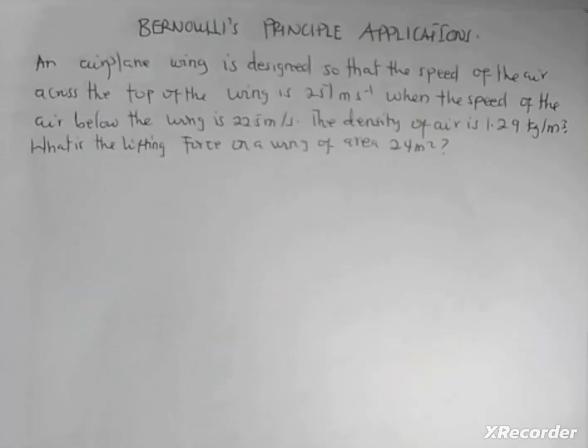Now, an aeroplane wing is designed so that the speed of the air across the top of the wing is 251 meters per second, when the speed of the air below the wing is 225 meters per second. The density of air is 1.29 kilogram per meter cube. What is the lifting force on the wing of area 24 meters squared?